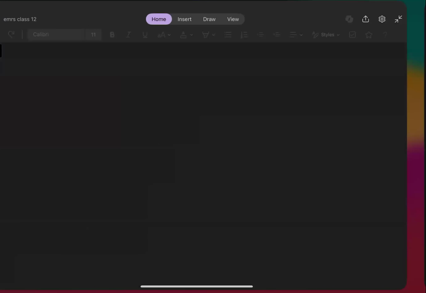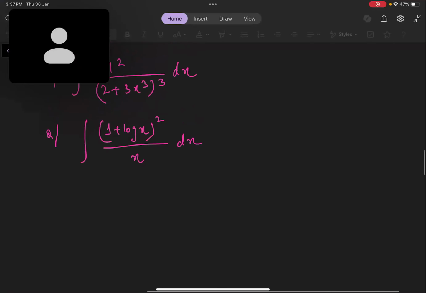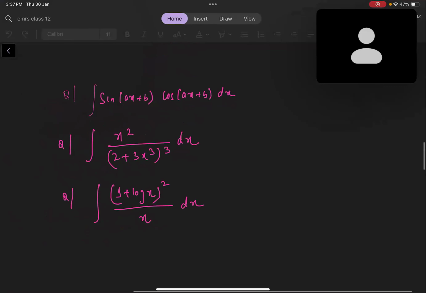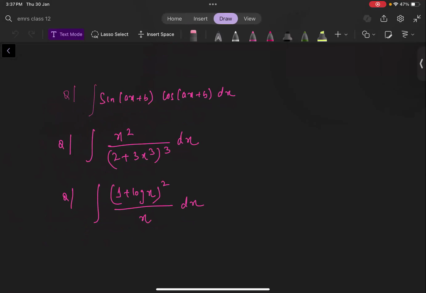Okay, let's solve this question. So you know what substitution is, right? We will try to substitute a value in such a way that after differentiating it, we get the differentiation function in our integration. Okay?